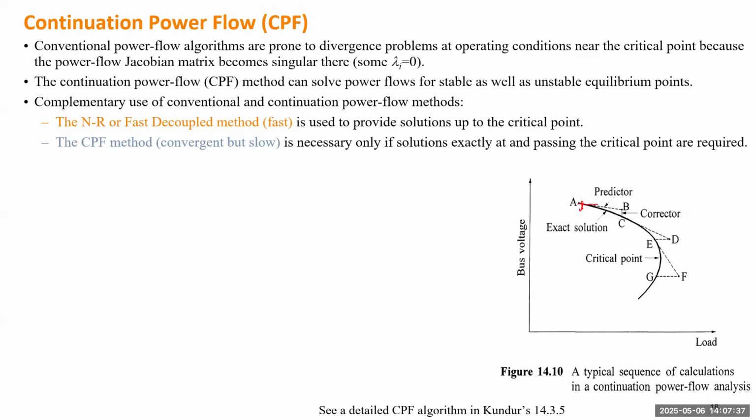So the basic idea is, if you start from this condition, it will do a predictor. It will do a linear approximation to find condition B. And at condition B, it will assume a constant power load. The constant power load will intersect with the PV curve at point C. So we'll keep doing such steps until you reach a point which is higher than the limit.